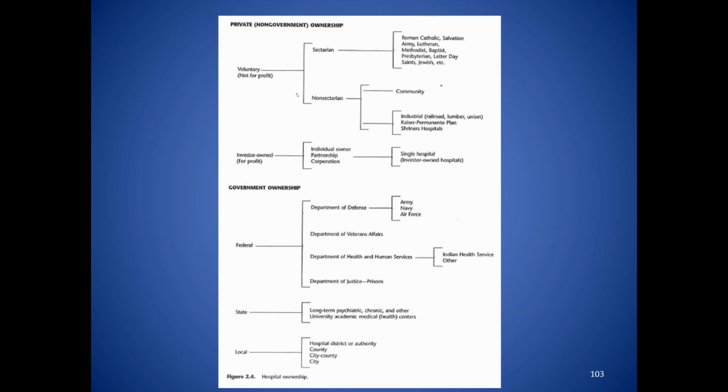Under the voluntary facilities, we can divide them into sectarian and non-sectarian. Sectarian is talking about facilities that are affiliated with a religious denomination. And as you can see, there's a long list of denominations listed under sectarian as operators of facilities. Under the non-sectarian, we see a variety of activities. There are community hospitals. There are hospitals that are operated by industry, not-for-profit organizations. If anybody is in the program from the West Coast, you're probably very familiar with Kaiser Permanente health plans. And then we see the not-for-profits that serve specialized populations.